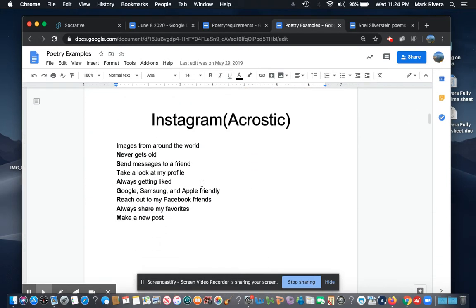This is an acrostic. Here I chose the word Instagram, and then I made a poem about Instagram. When it comes to the acrostic poem, you do not have to worry about rhyming. The only thing you need is for the first letters to spell something out. Notice it spells out Instagram, and then I have my poem. So that's the acrostic poem. If you want it to rhyme, that's fine. If you don't, it doesn't make a difference. Just make sure whatever your poem is about is spelled out. Okay, that's the first type.